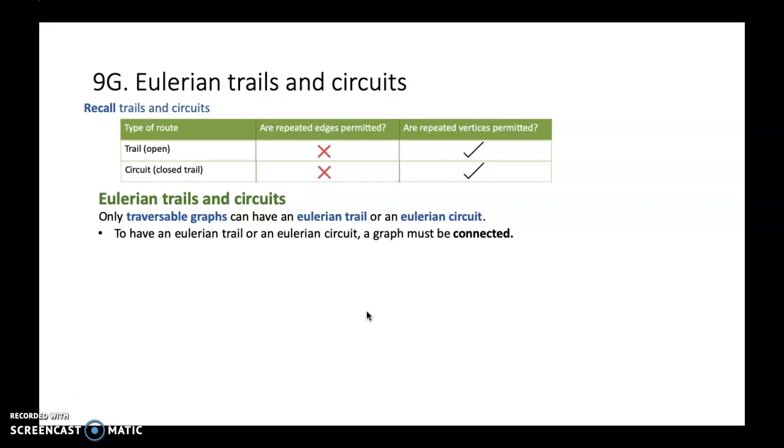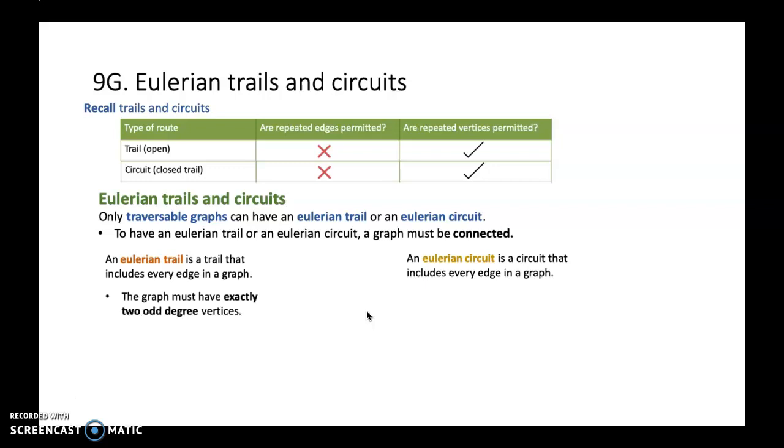Now let's compare Eulerian trails and circuits. Eulerian trails include every edge in a graph. Then an Eulerian circuit includes every edge in a graph as well. To find an Eulerian trail, the graph must have two odd degree vertices. However, for an Eulerian circuit, all the vertices must have even degree.